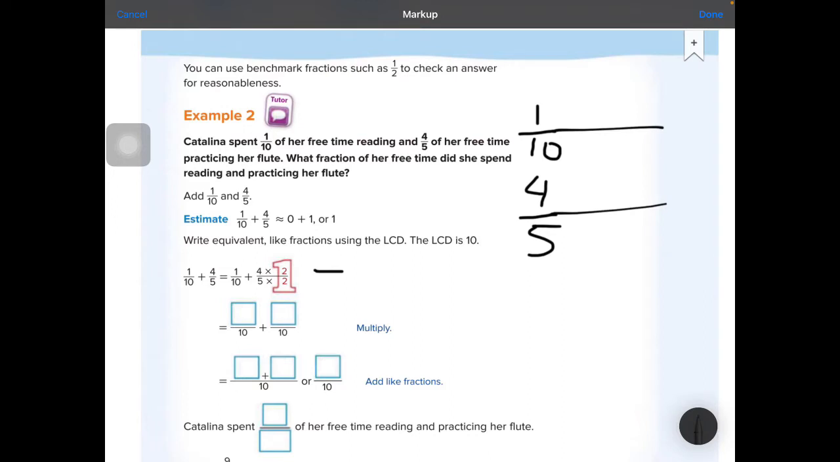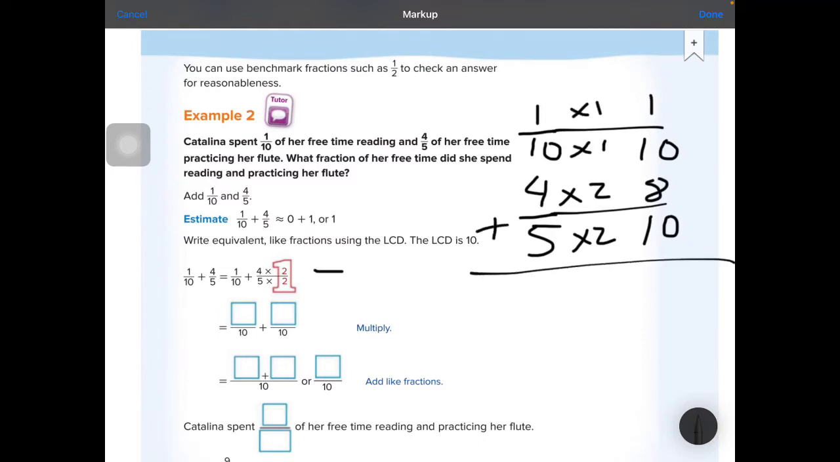Well, I know that both 5 and 10 can go into 10. If I were to skip count, that would be the number that they would both match up with. 5 goes into 10 twice. So I have to times the top by whatever I times the bottom. So 4 times 2 is 8. 10 goes into it once. So now I can add these much easier. 1 plus 8 is 9/10. And so what I can do here is I'll finish filling this out how they have it.